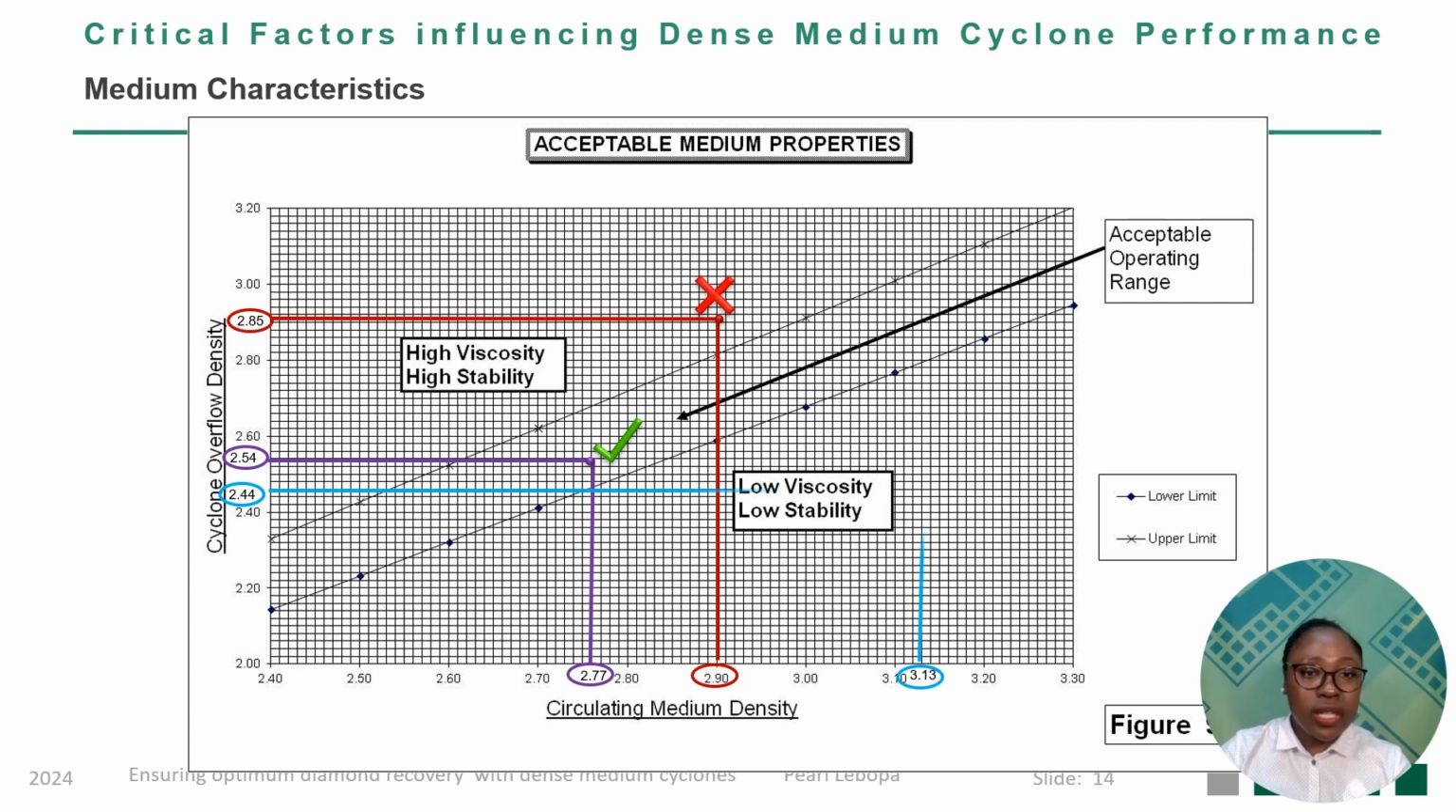Looking at the third scenario, where you have a feed density of 3.13 and an overflow of 2.44, you can see that the differentials are sitting below the 3%, which gives you an indication that your medium is low in stability and low in viscosity.